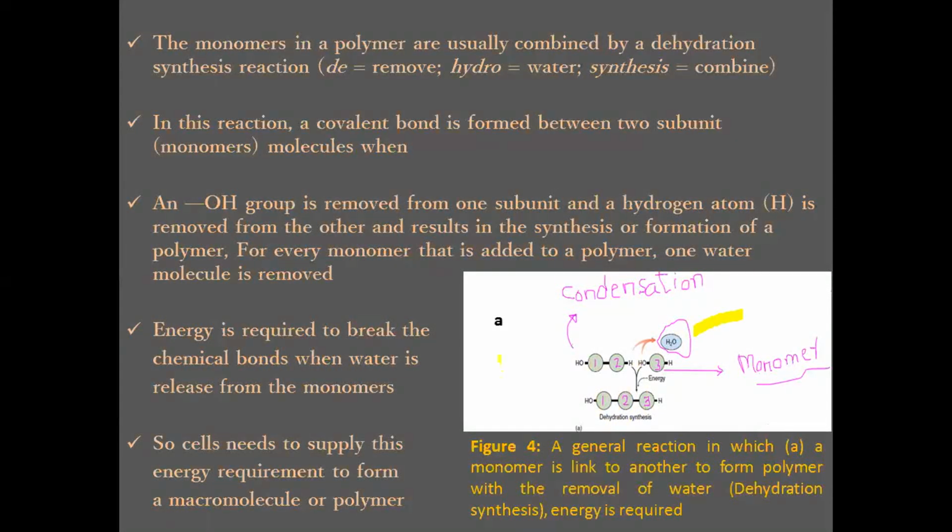So this is the reaction known as dehydration synthesis or condensation reaction, in which monomers combine to form a polymer. And we know that a polymer contains many monomers. So this example is just for explanation, to show how a polymer can be formed from monomers.